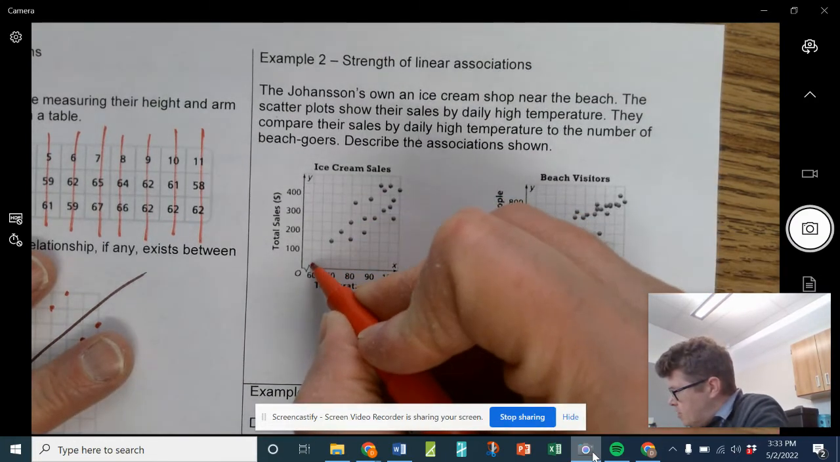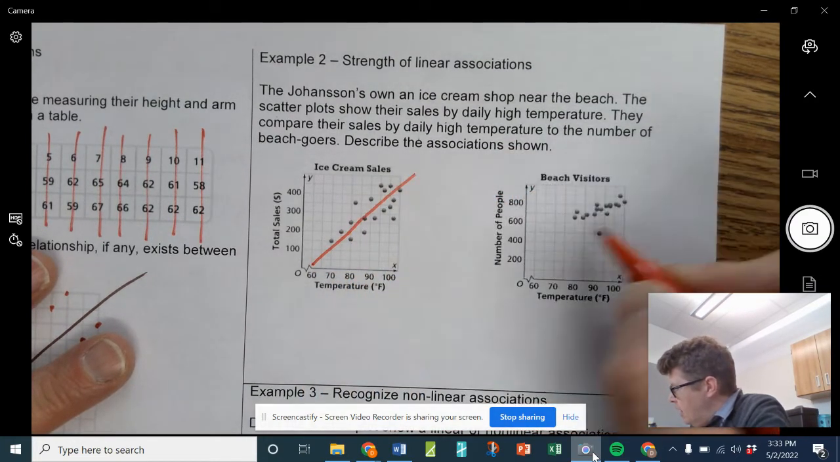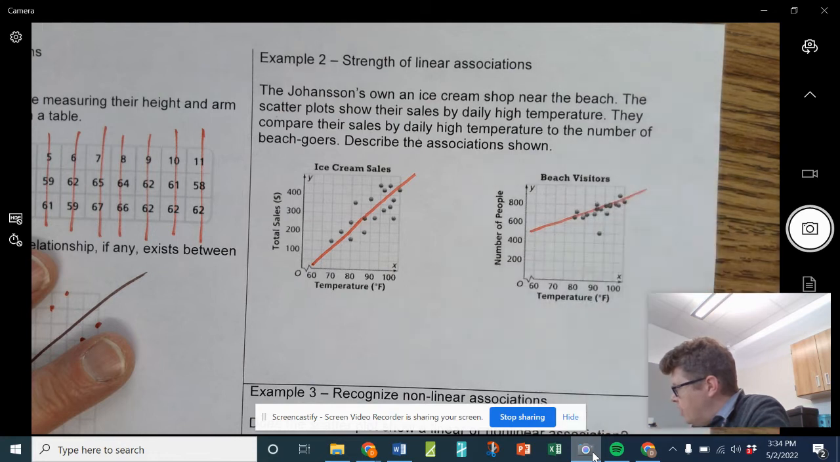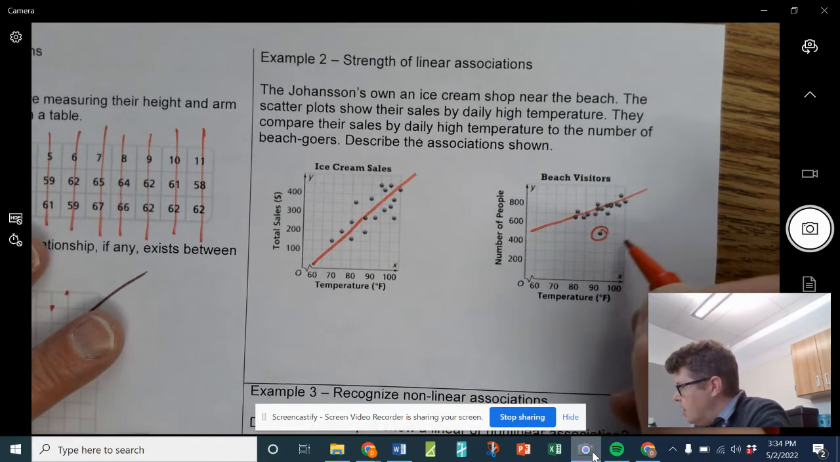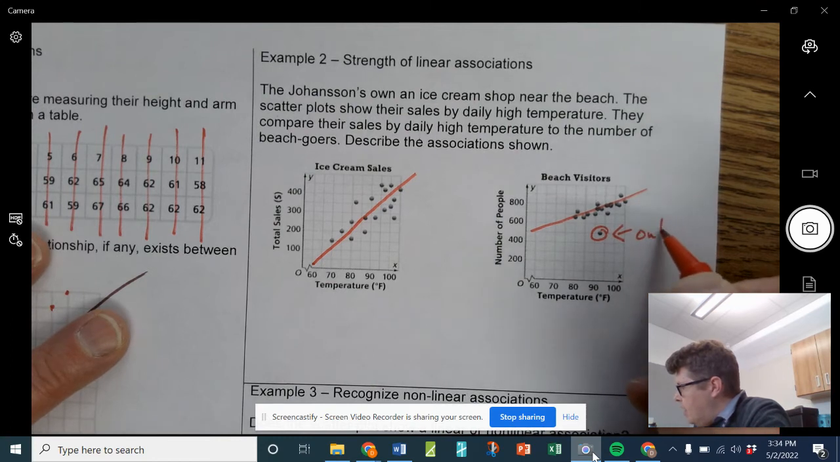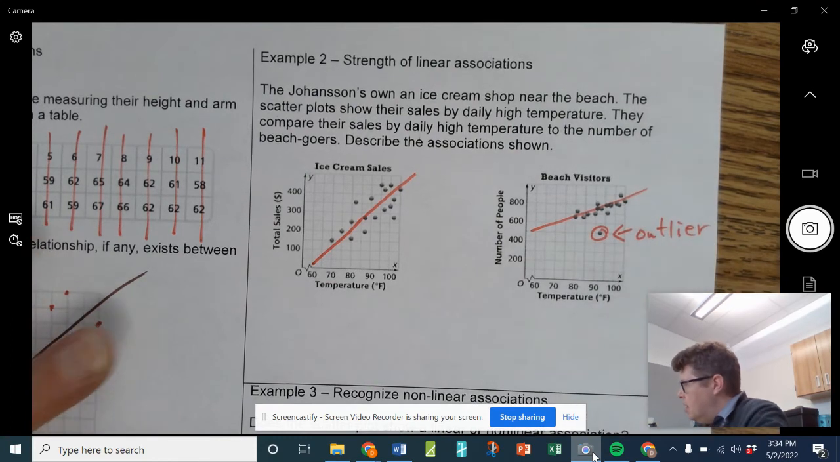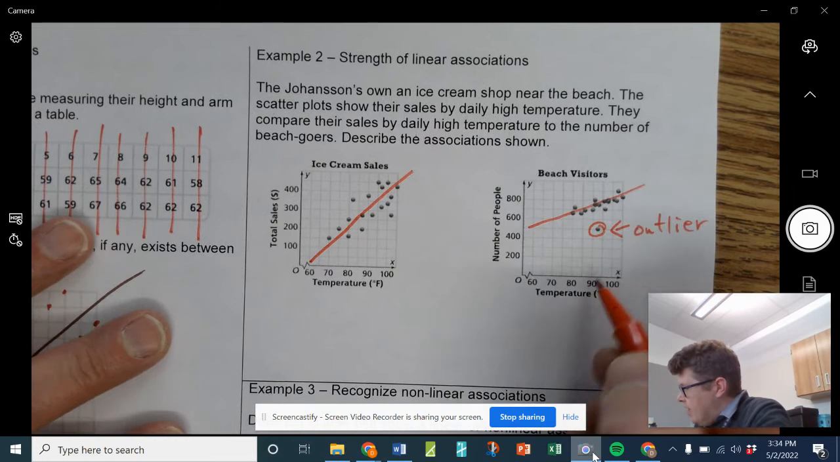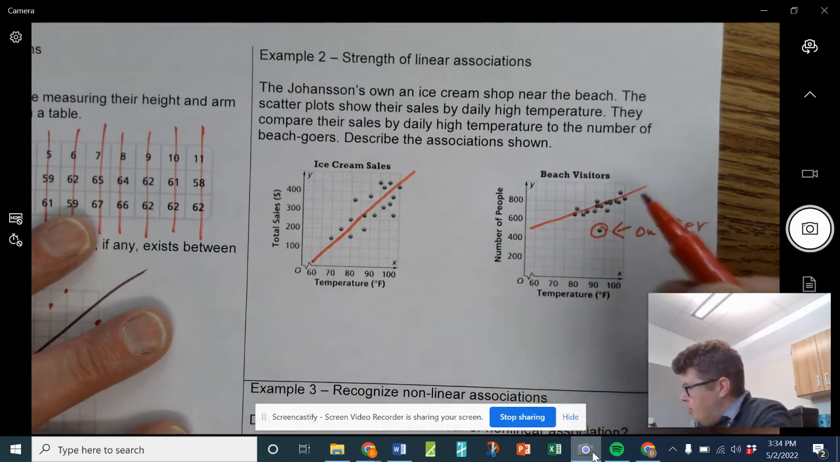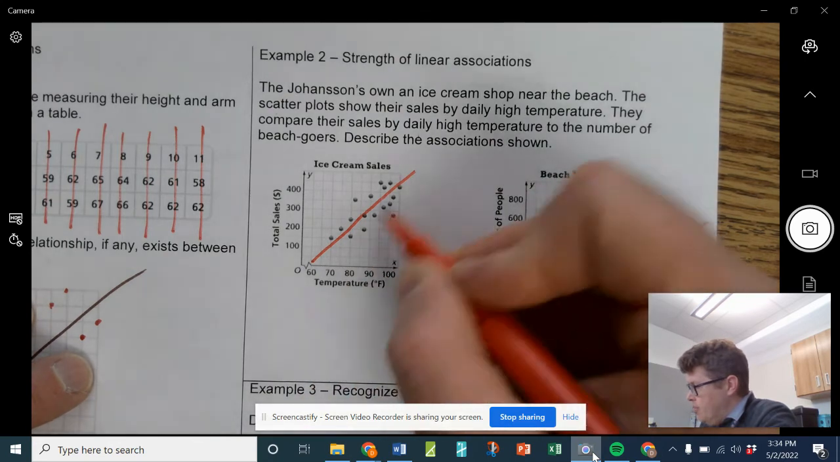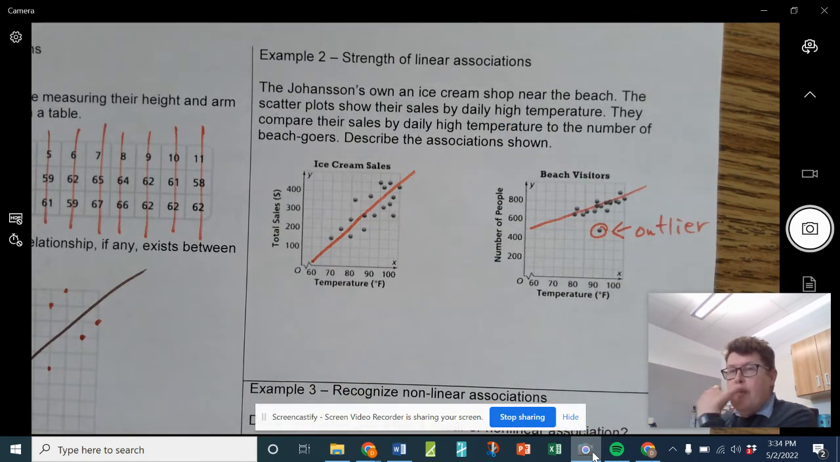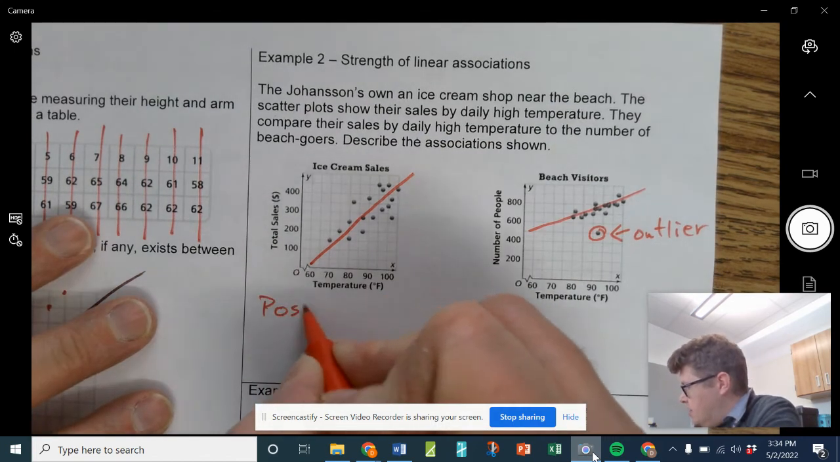So we can draw a line kind of through here, and we can draw it kind of through there like that. Maybe I should have put that a little lower, but that's okay, right? We have this guy's an outlier, so we're not going to worry about that right there, right? So basically, the hotter it gets, the more people go to the beach, right? Same thing, the hotter it gets, the more people buy ice cream, right? So we have general positive trends right here. So this is a positive association.